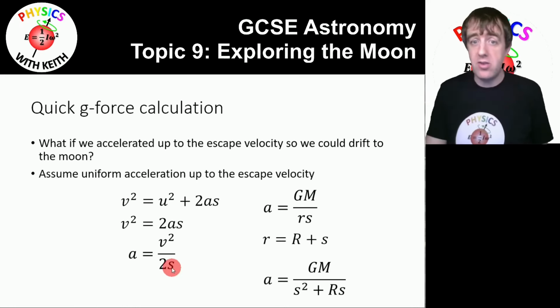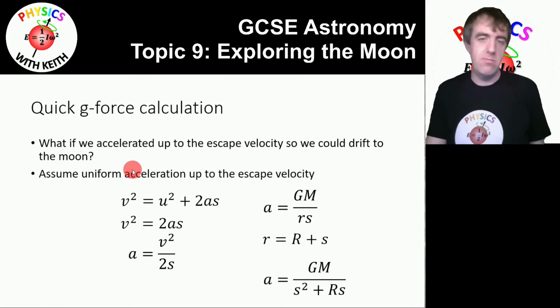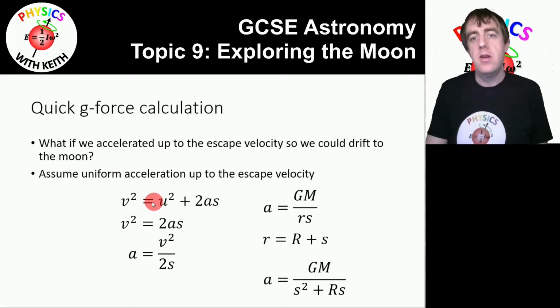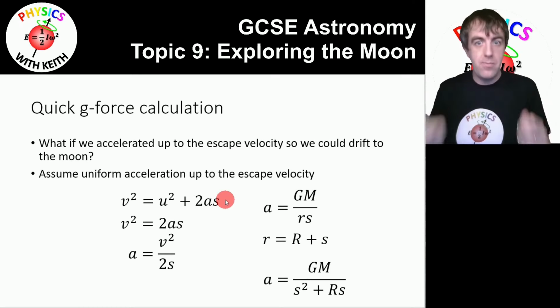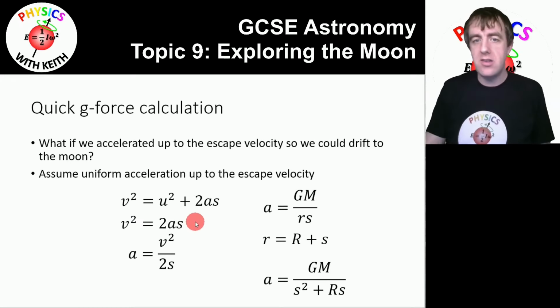The GCSE physics equation that you'll see is this one: the final velocity squared of a body is equal to the initial velocity squared plus twice the acceleration multiplied by the displacement. That only works if we've got uniform acceleration, so that's why I've made that assumption. U, the initial velocity at the surface of the Earth, let's say it's 0. So v squared equals 2as. Rearrange it to get acceleration as the subject. So this is our acceleration.